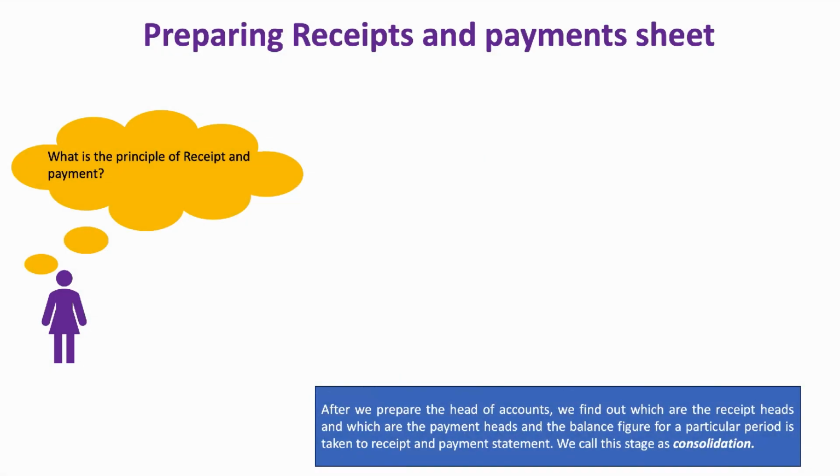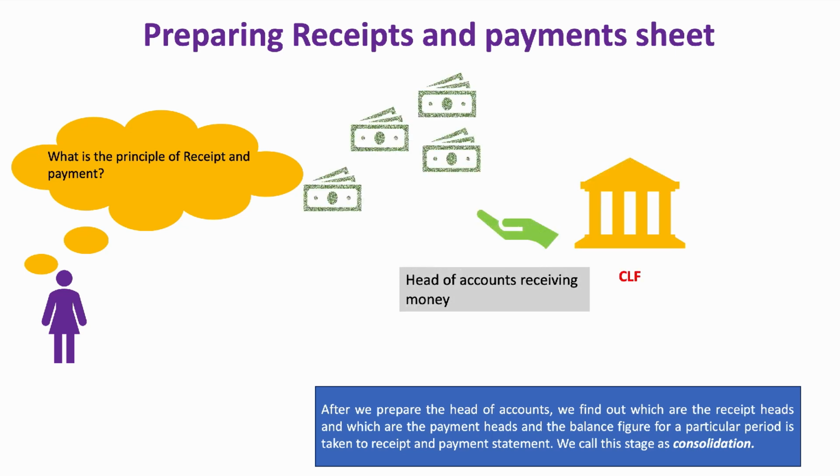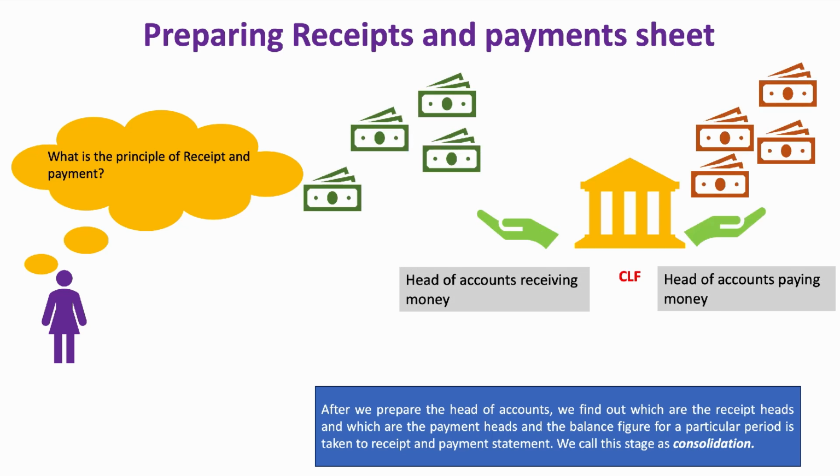Now we'll understand preparing the receipts and payments sheet. What is the principle which governs the preparation of the receipts and payment sheet? After we prepare the head of accounts, we find out which are the receipt heads and which are the payment heads. And the balance figure for a particular period is taken to the receipt and the payment statement. We call this stage consolidation.